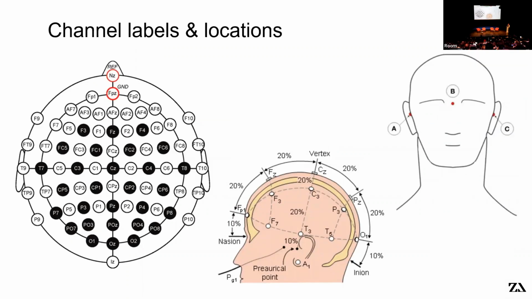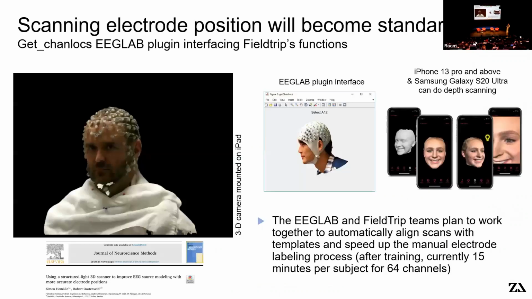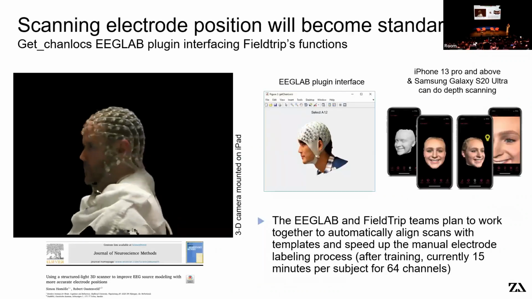Yeah, so once you import the data, you also need to import channel locations and labels. Sometimes maybe you don't have any locations, and then you have to use standard locations, which is suboptimal. But scanning electrode positions will become standard.